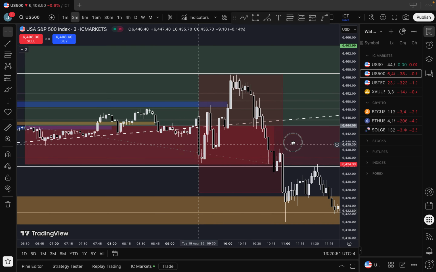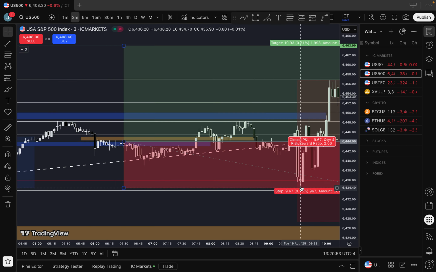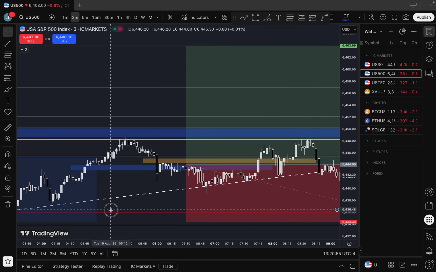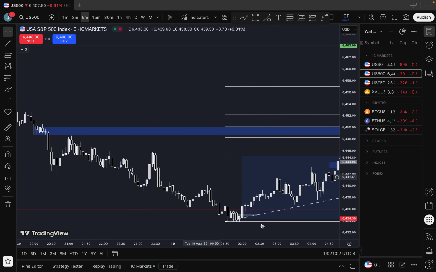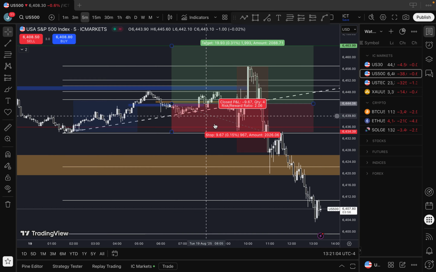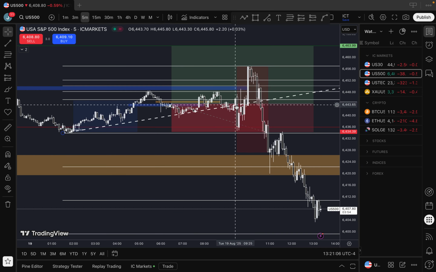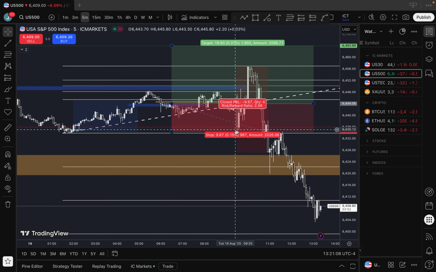If I'd stayed in, stop loss wouldn't have been tapped. We had it just below this 5 minute inverse in the London session. It doesn't look like that on the 3 minute, but it's 5 minute, as you can see there. So if I was in the trade, would I have held that all the way down, or would I have just let it go?